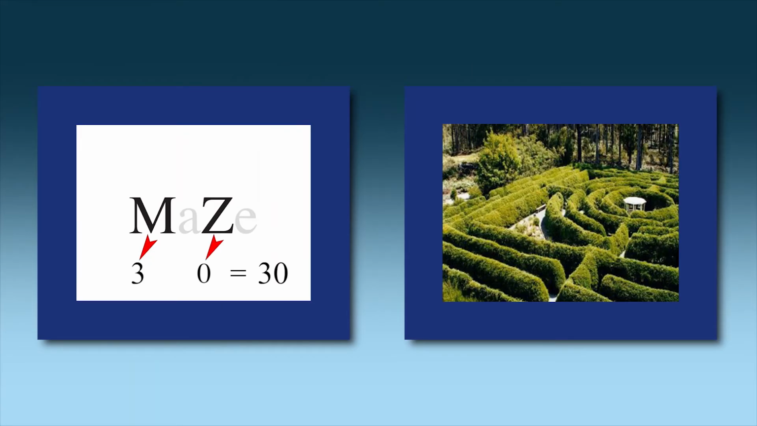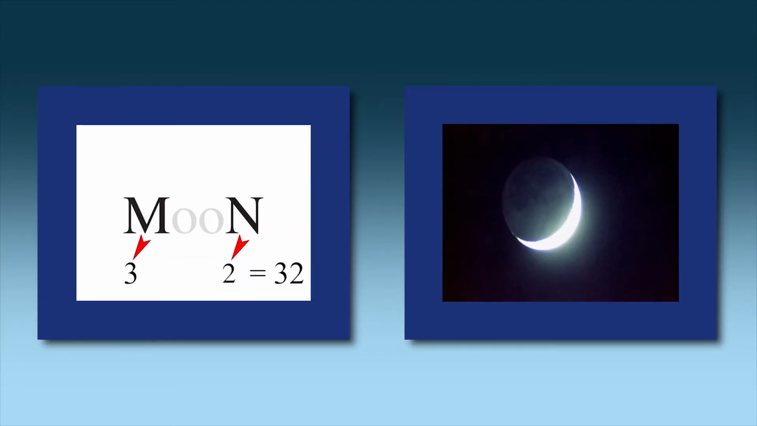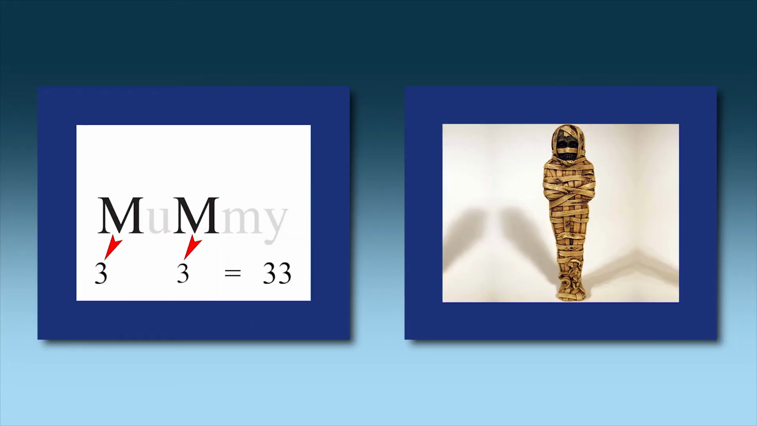Number 30, we did touch on before, is a maze. M, 3, Z, 0. Very good. Maze is 30. Mat, 31. Moon: M, 3, O doesn't count, N, it's 2. Moon, 32. Very good. 33 is mummy. No, not your mummy, but as in like Egyptian tomb mummy.